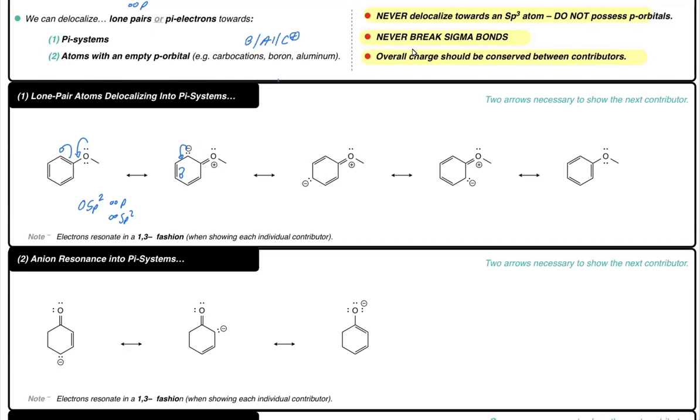Now that the negative is adjacent to this pi system, I can make a pi bond and break a pi bond, creating this structure here. And there's another additional contributor because I could make a pi bond there and delocalize back onto the oxygen atom. Now, the very last contributor and the very first contributor here are different from the standpoint that the pi bonds have just been rotated around the ring. I've just shifted the pi bonds around the ring, and that would be a valid resonance structure. So the first instance is a lone pair atom delocalizing into a pi system. Again, that could be a double bond or a triple bond. Later on, we'll look at examples where we resonate into a triple bond.